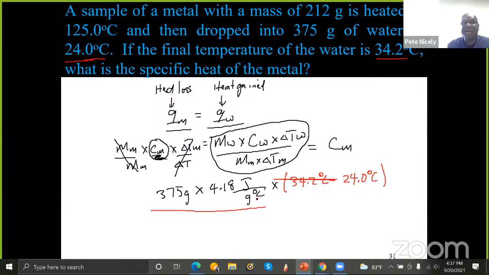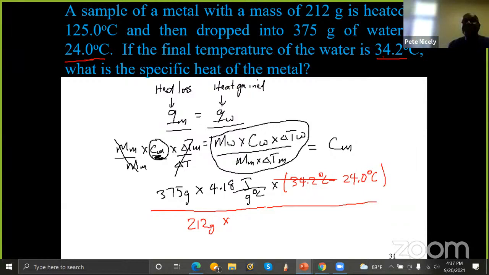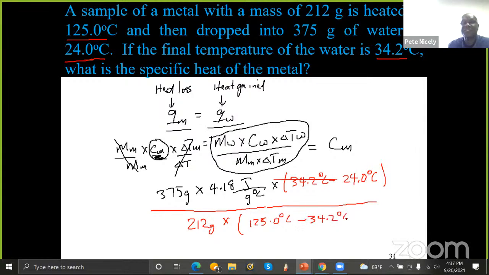And then that would be divided by the mass of the metal, which according to the question is 212 grams, times the change in temperature of the metal. Now, what's the change in temperature of the metal? Well, remember, the final temperature of the metal will be the same as the final temperature of the water. So therefore, the change in temperature of the metal would be equal to the difference between 125.0 degrees and the 34.2 degrees. So therefore, here we're going to have 125.0 degrees Celsius minus 34.2 degrees Celsius. And from here, it's all a matter of doing the math.